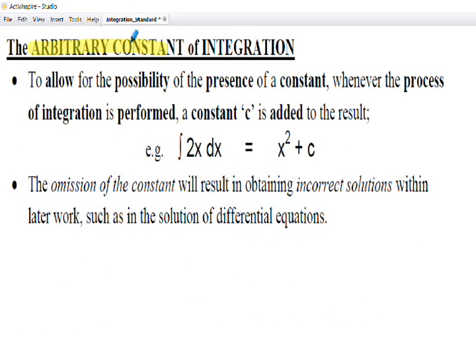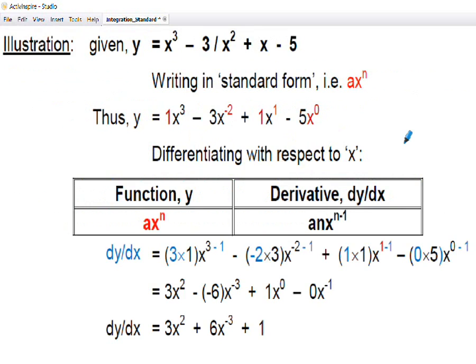If we consider the arbitrary constant of integration in the previous table, if we integrate the function 2x with respect to x from the previous standard integral table, we get x squared plus c. The plus c is essential. If we do not add the plus c to our solution, we get incorrect solutions. So we must add the plus c when we integrate a function without limits. I'm going to illustrate why we need the plus c in our solutions.